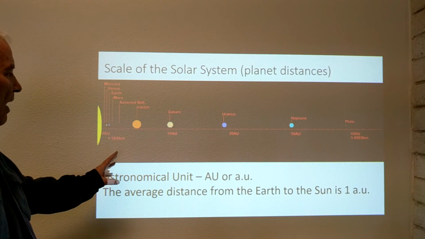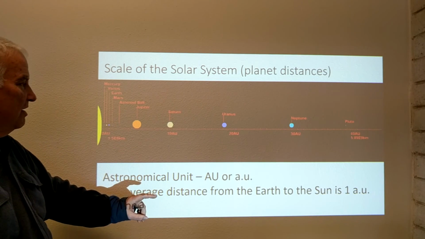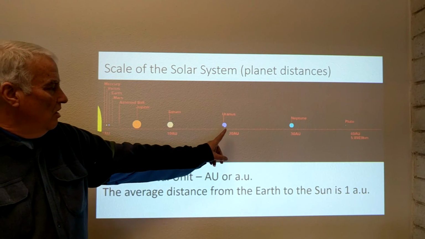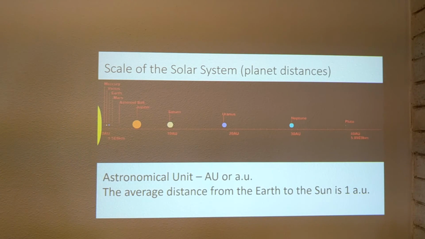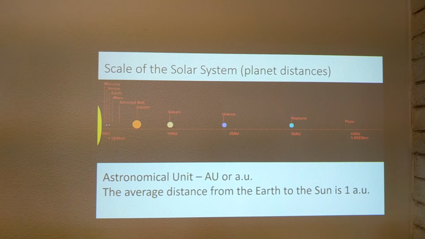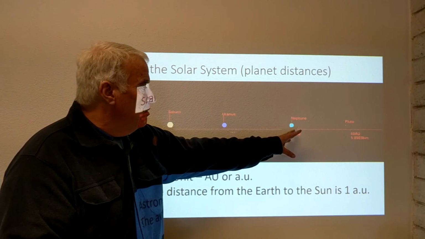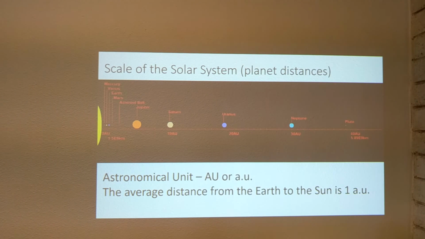And if we go out to 10 astronomical units, this is out about where Saturn is. Uranus is a little bit less than 20 astronomical units. Neptune is almost 30 astronomical units. Pluto has a wide range. It goes all the way from Neptune's orbit well out beyond 40 astronomical units and even further.